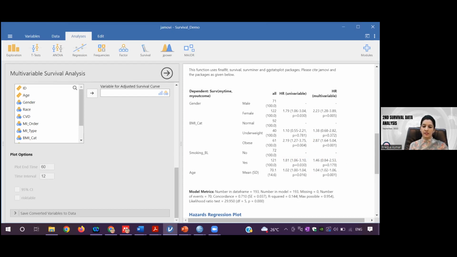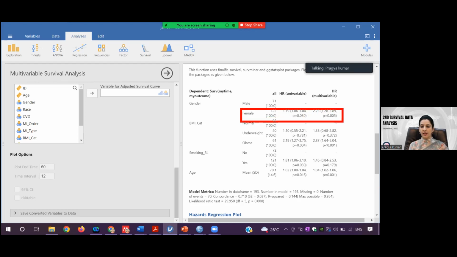So this is the plot. You can have this plot, and here it gives you male and female. If it is written in front of female, that means it is giving you the hazard ratio in female. If nothing is written in front of male, that means it is taking male as a reference value. Similarly, if nothing is written in front of smoking, that means it is taking no smoking as baseline.